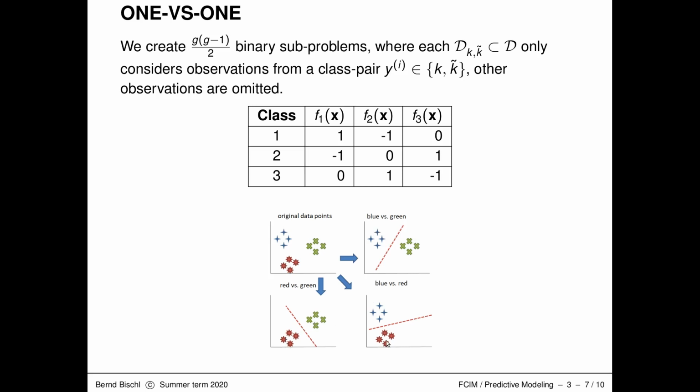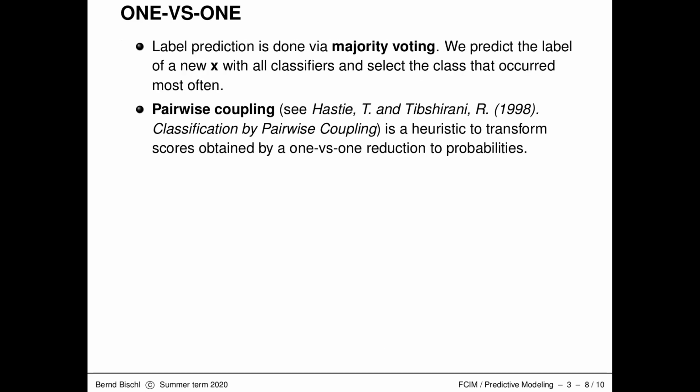And in total, this gives you G over 2 classes in general. So, for example, if you have 5 original classes, this is 5 times 4 divided by 2, so 10 new binary classification problems, or for G equals 10, you would have 10 times 9 divided by 2, so 45 binary classification problems that you would have to solve. How do you do label prediction in such a case?